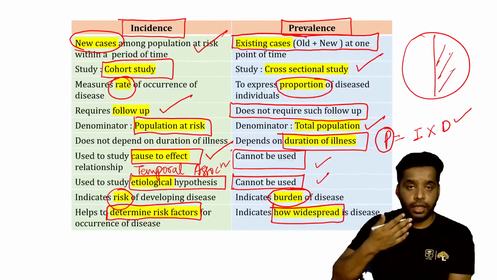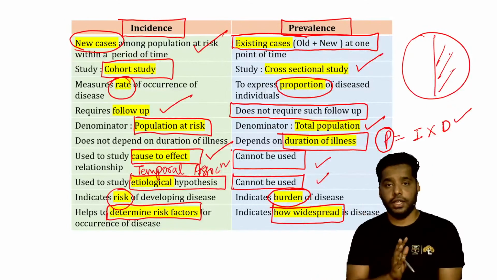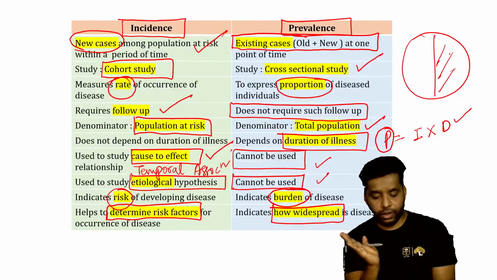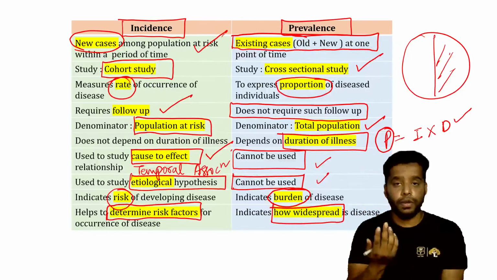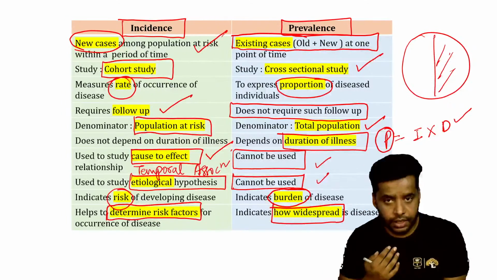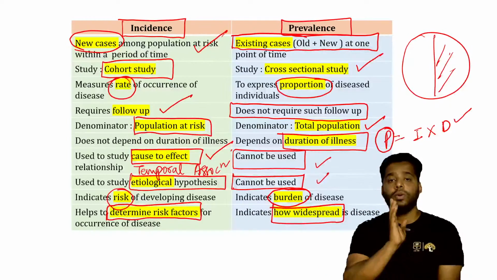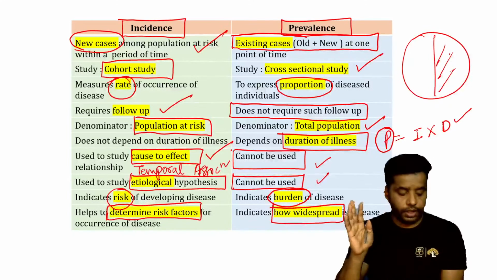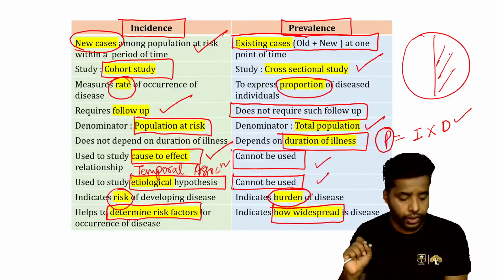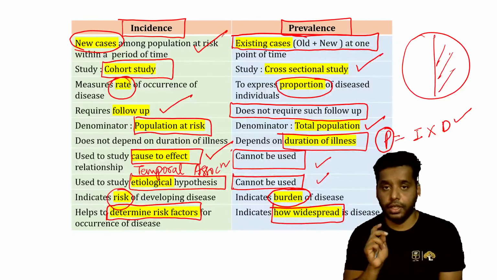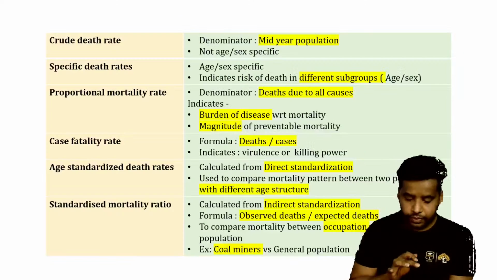But if I'm telling risk, causation, etiology, it goes to the other side. Risk, causation, etiology, all these are terms which go in favor of incidence. But prevalence is present tense, cross-sectional study, no follow-up, not etiological hypothesis, only for burden. So these things are important. At the same time, don't forget this equation. Prevalence depends on incidence into duration of illness.